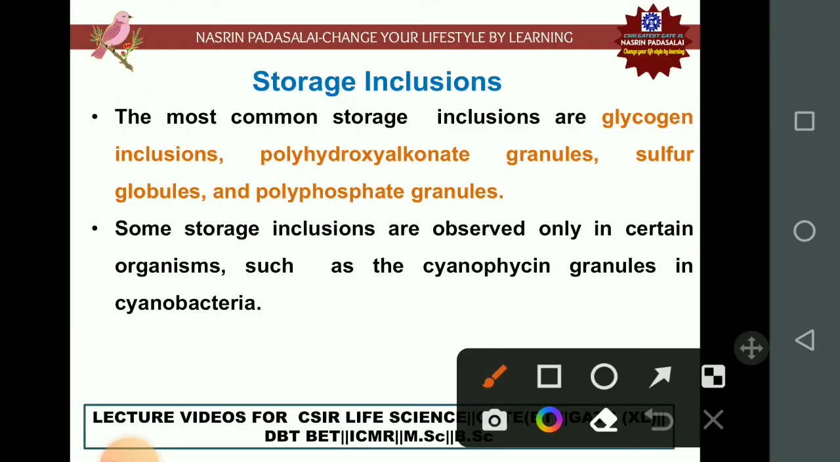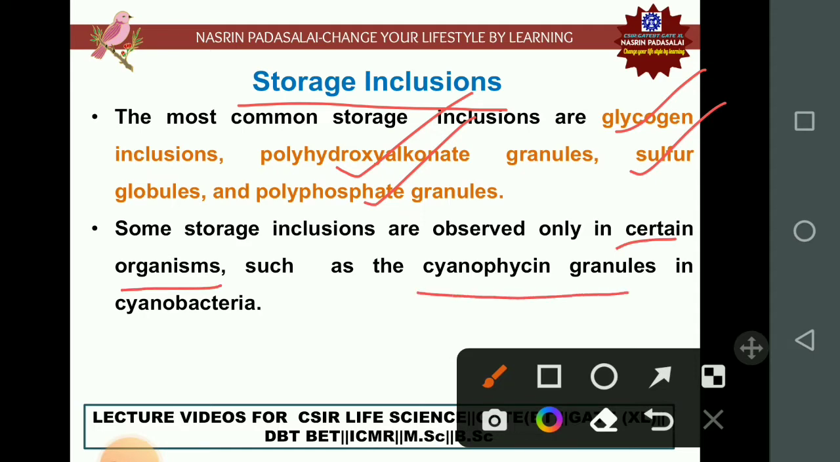So first, inclusion bodies as storage inclusions. The most common types of storage inclusion include glycogen inclusions, PHA, that is polyhydroxyalkanoate granules, sulfur globules and polyphosphate granules. Okay, so some inclusion bodies are observed only in certain groups of organisms. One example is cyanophycin granules, which are present only in cyanobacteria.